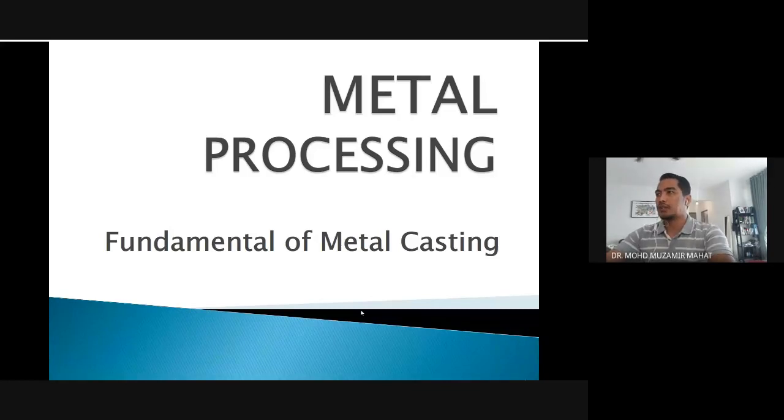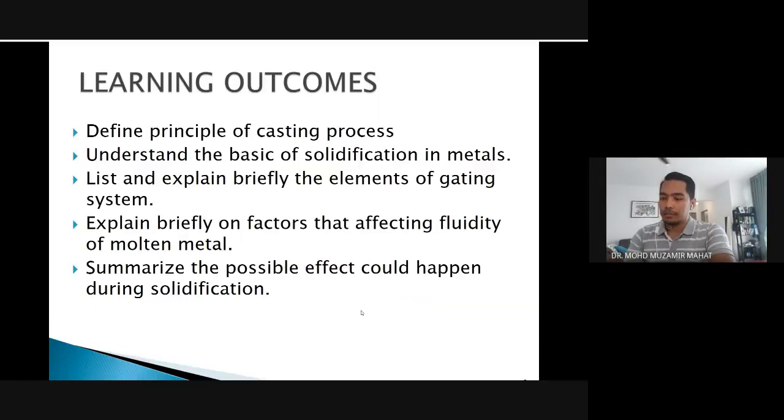We'll be talking about metal processing today. Specifically, we'll be discussing the fundamentals of metal casting. When we talk about metal casting, these are the learning outcomes of this specific subchapter. First, you are expected to define the principle of metal casting, which is the casting processes, at the end of the chapter.